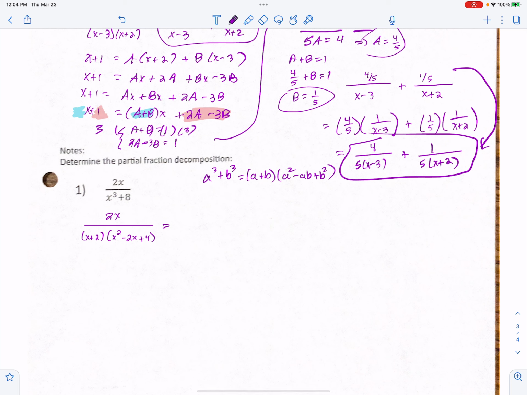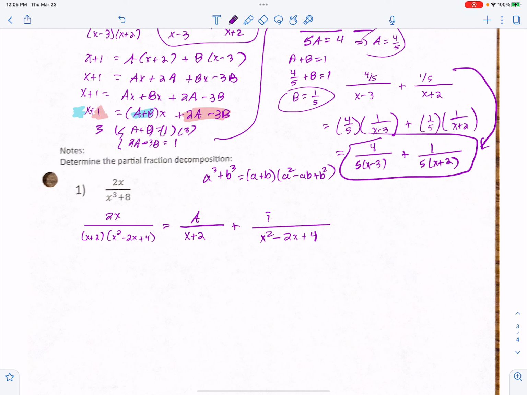So now, when I break this apart, I have a linear factor of x plus 2, so I can just use A over it. But then the next denominator is of degree 2, so I need an expression of degree 1 in the numerator.